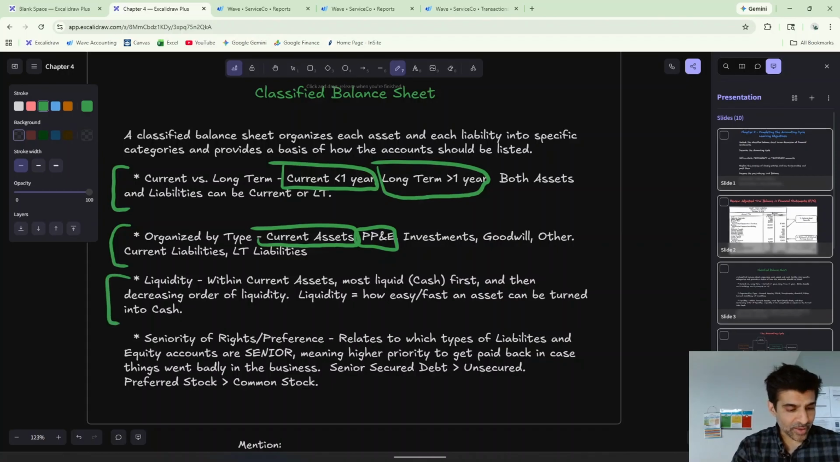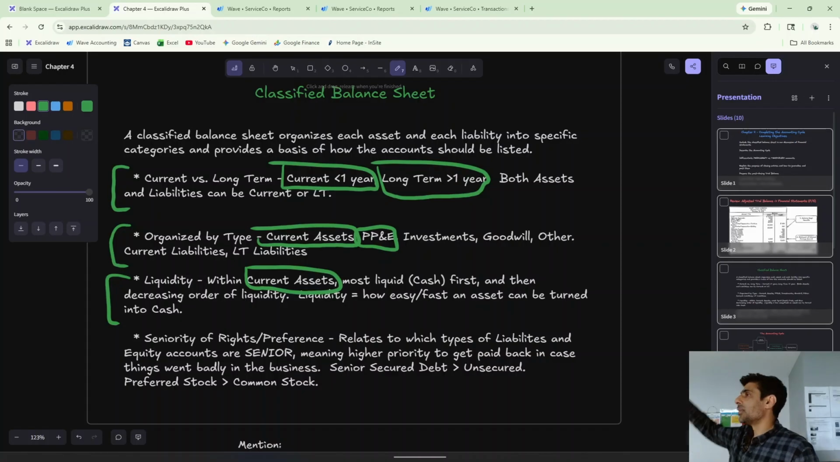And then the next way we organize things is by liquidity. Within assets, current assets are usually listed first. What's the most liquid current asset? Cash, right? So cash is most often going to be listed as the first asset on a balance sheet, because the balance sheet will have the current assets, and then the most liquid current asset, which is cash. And then it will decrease from there. So it'll usually go accounts receivable, and then inventory, and then other receivables. So it's listed in that kind of order of liquidity.